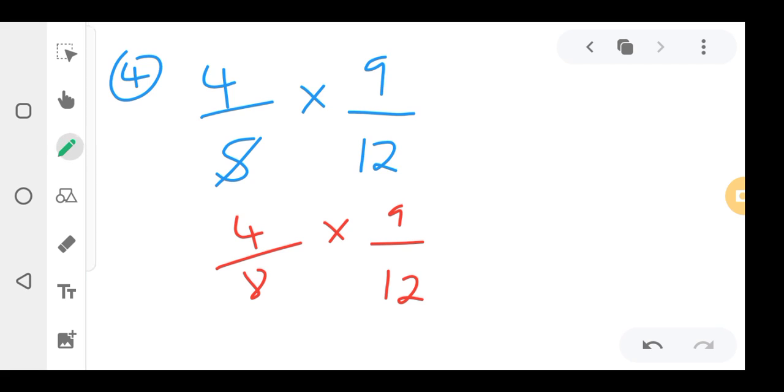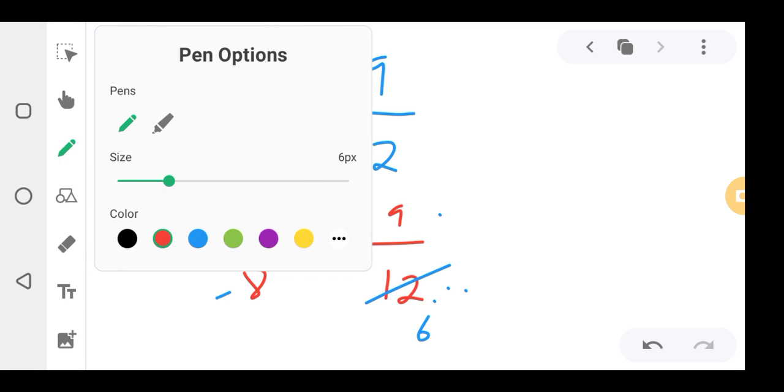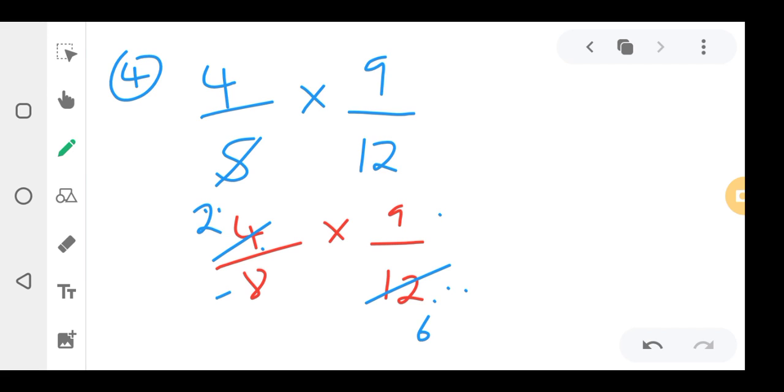8 and 9, are they factors of one another? No. What about 4 and 12? They are factors of one another. Why? Because there's a number that can go into 4 and also into 12, and that number is 4 itself, or 2. Using 2, 2 into 4 is 2, and 2 into 12 is 6. Still, these numbers are divisible, because 2 can also go into 6. So 2 into 2 is 1, and 2 into 6 is 3.